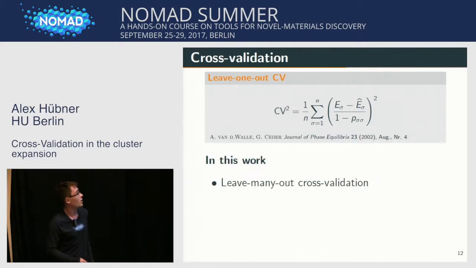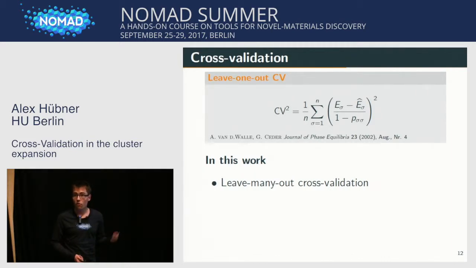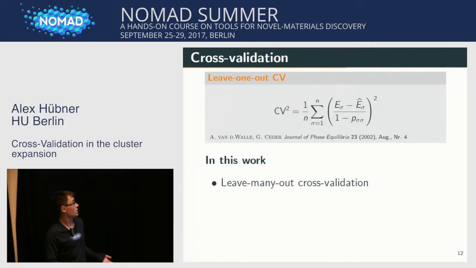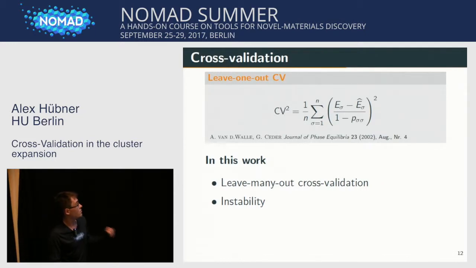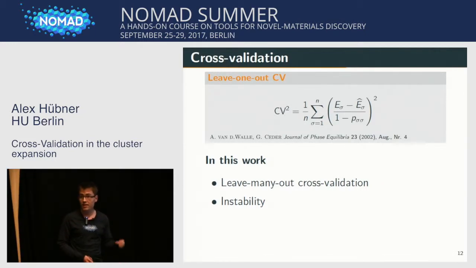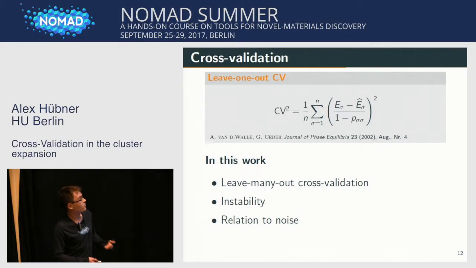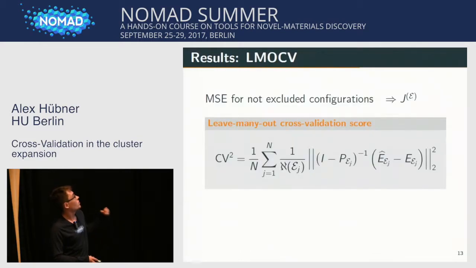In this work, we have generalized the formula to leave-many-out cross-validation, understood instabilities in the upcoming formula and devised ways to circumvent them, and found a relation from this formula to the noise in the data. So first of all, to the leave-many-out cross-validation.